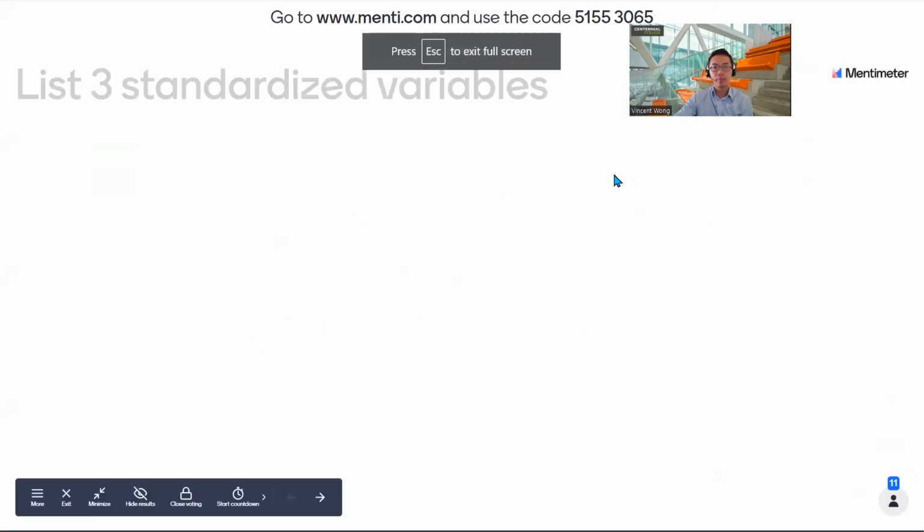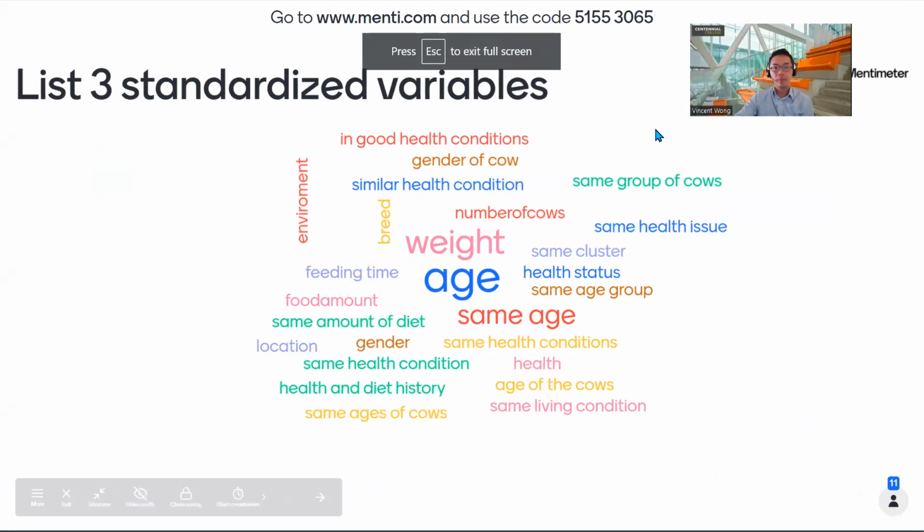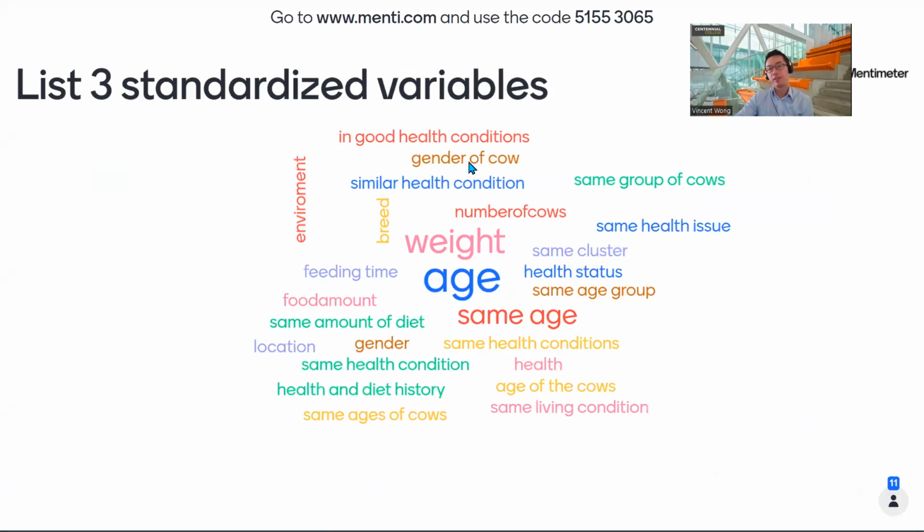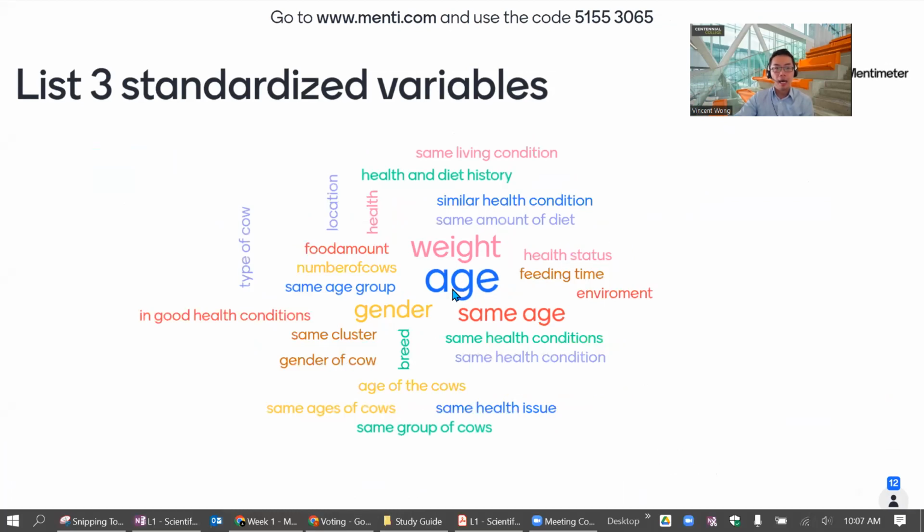Okay, so let's see what people say. Age. The way to read this is the bigger the word, the more people said it. So a lot of people said age. Okay, very good. You want to use cows that are of similar age. Gender is not going to be relevant here, because only female cows can make milk, right? So you're not gonna have any male cows in it. What do you call a male cow? Like a bull or something? Anyway, you're not gonna have male cows. Gender is irrelevant.